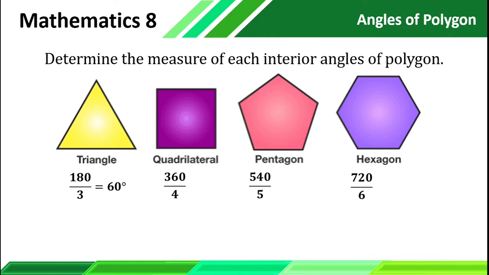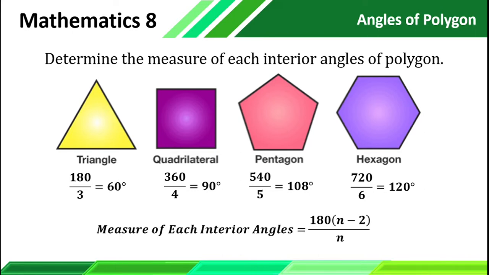The same with a quadrilateral. 360 divided by 4 is 90 degrees. For a pentagon, 540 divided by 5 is 108 degrees. And for a hexagon, 720 divided by 6 is 120 degrees. So as you can see, the pattern is the sum of the interior angles divided by the total number of sides. To find the measure of each interior angle, we can use the formula 180 times n minus 2, all over n.